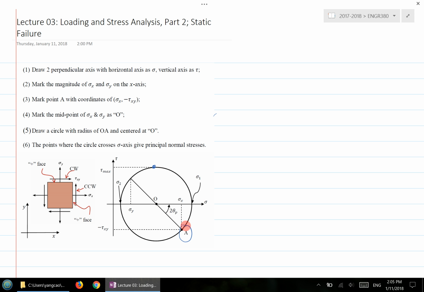So you can literally say, okay, I need to go counterclockwise from here to here, or rotate this element by a certain angle to reach this state of principal normal stress. And how many degrees? From the Mohr's circle, whatever the angle here is, divided by 2, that's how much you would reorient or rotate to reach this principal normal stress. So that's how you read this Mohr's circle.